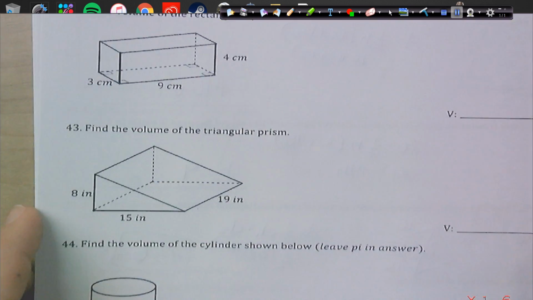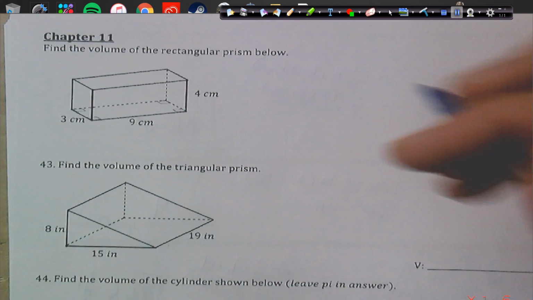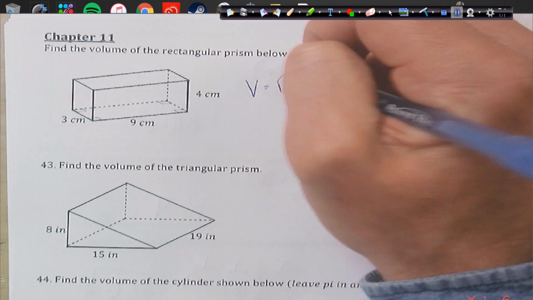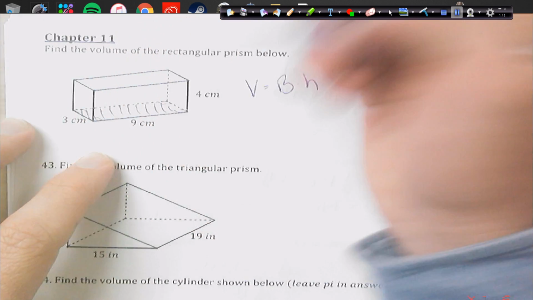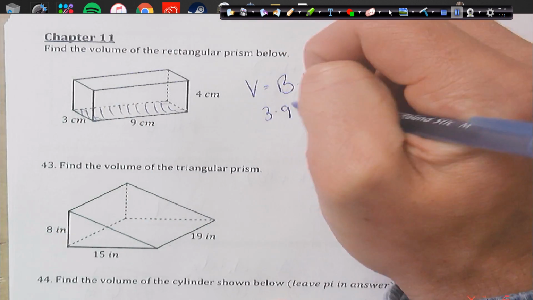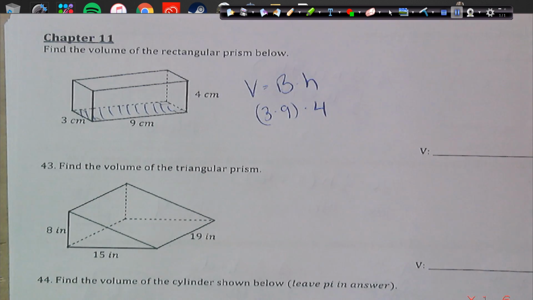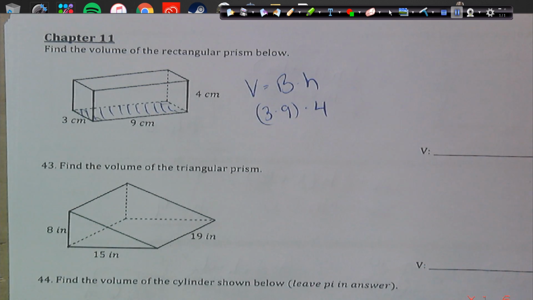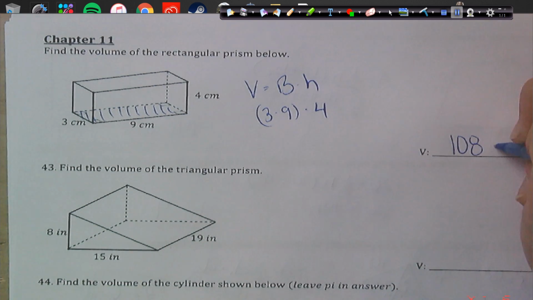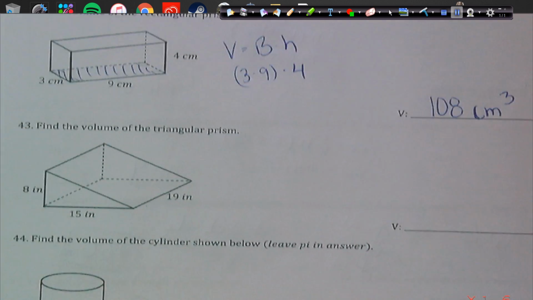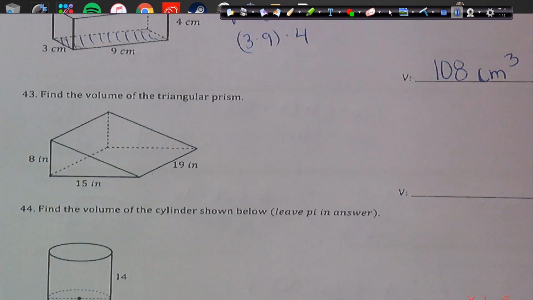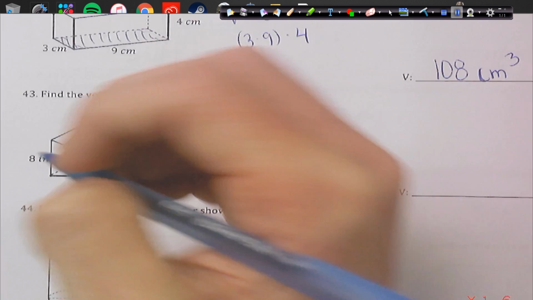All right, working our way through this. Volume is the area of the base times the height. So I'm going to choose this as my base piece. 3 times 9, then the height is 4. And we're going to get 108 cubic centimeters.